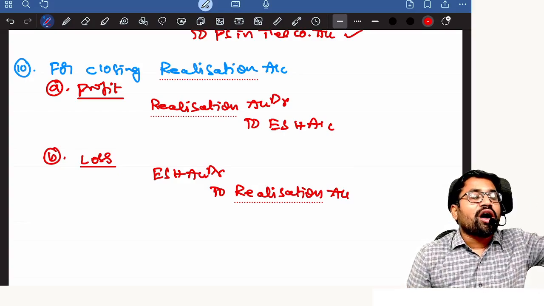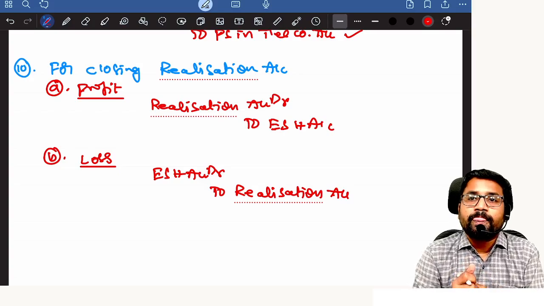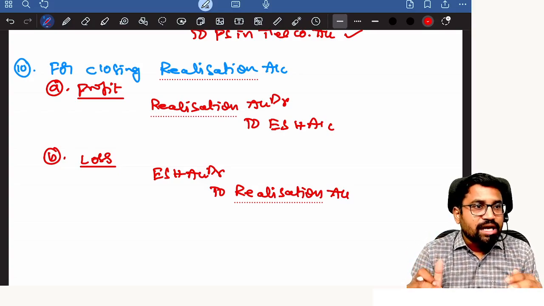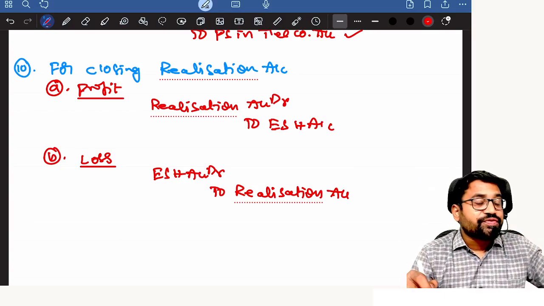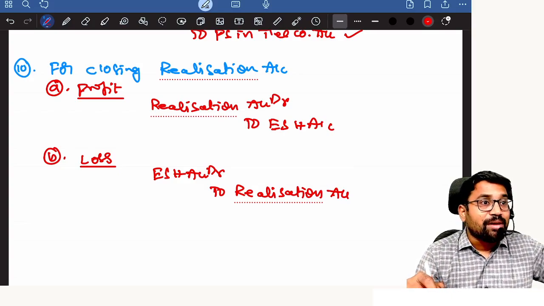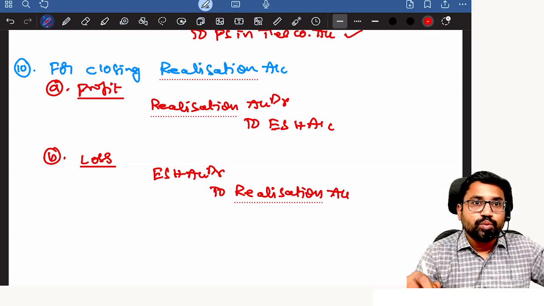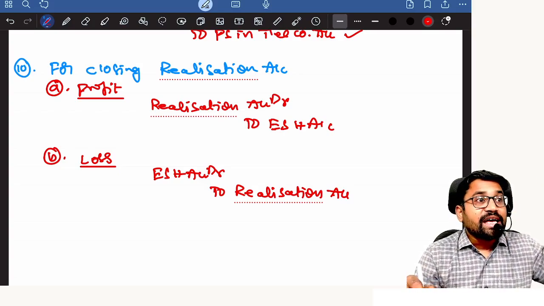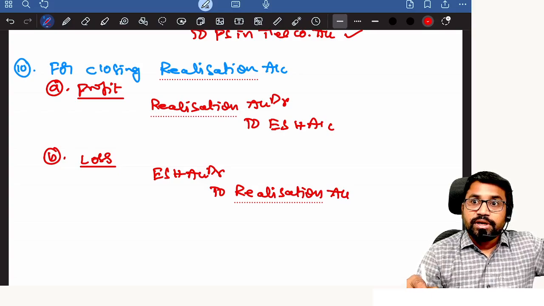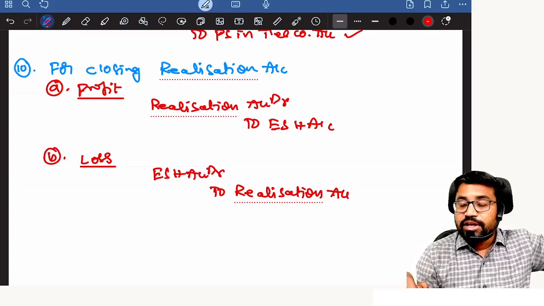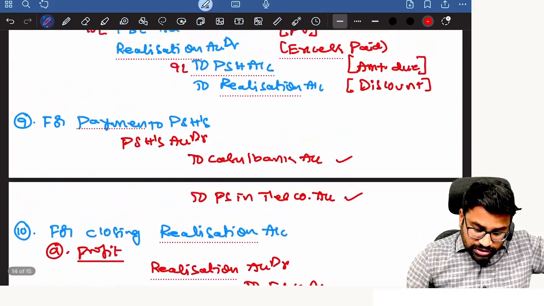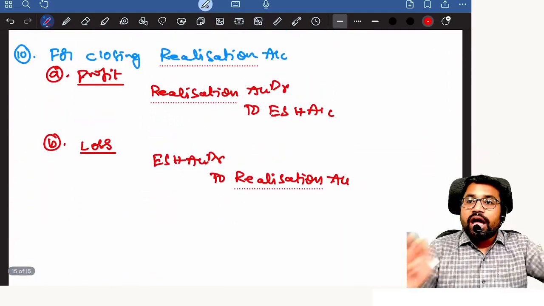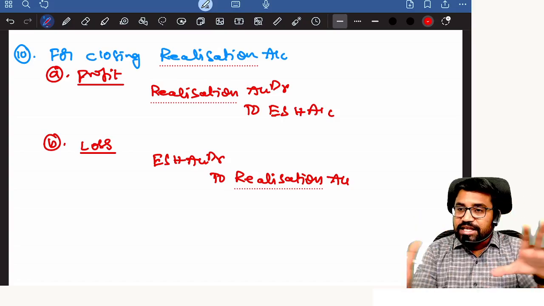Now, can you tell me what items will come in realization account till now? 10 entries we passed na. Out of these 10 entries, which entry involved realization account? First entry, transferring assets, transfer of liabilities. Next, PC due. Third entry. Next, assets sold, profit or loss. Liability settled, profit or loss. Next, liquidation expenses. Next, preference shareholders settlement difference, profit or loss. That's it. So these items will come, and then you close the realization account.